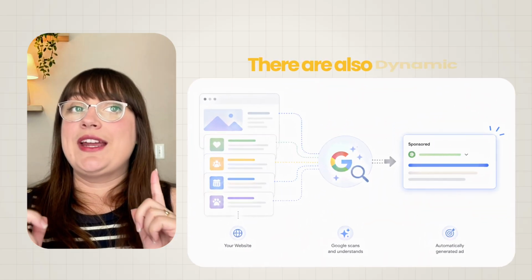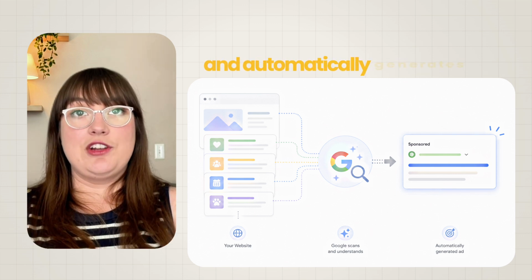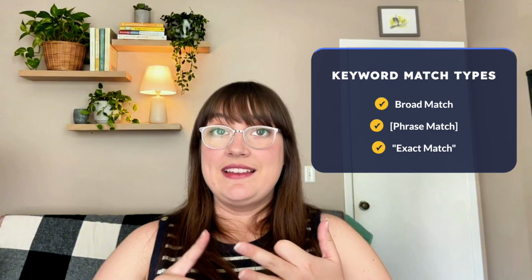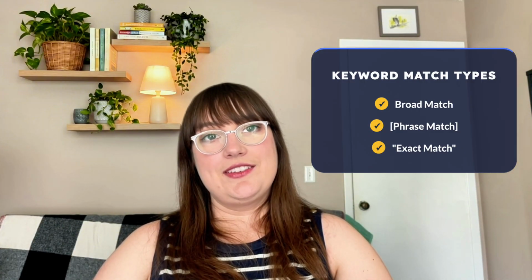There are also dynamic search ads, where Google scans your website and automatically generates ads based on your content. You also control how tightly your ads match searches by using keyword match types. So they are broad, phrase, and exact, which basically decide how precise or wide your targeting is.